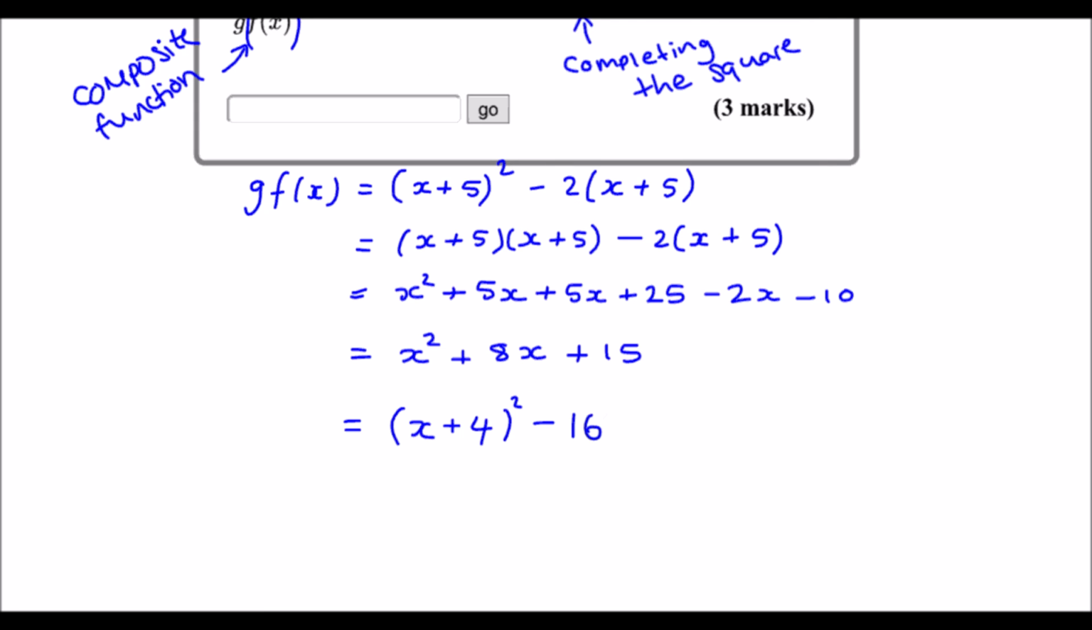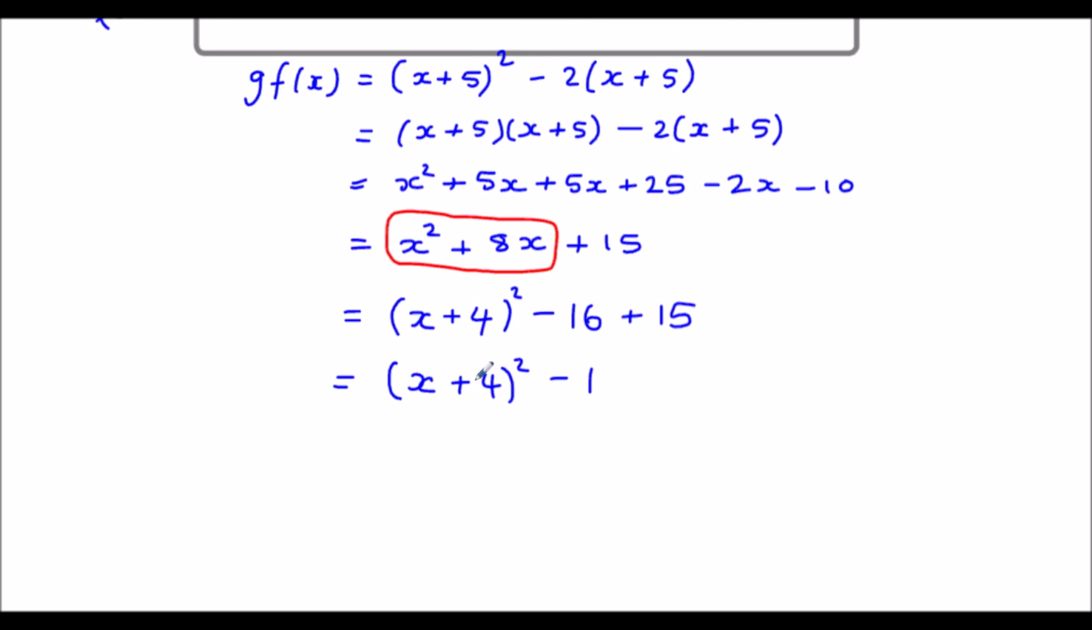That's just another way of writing this, which is absolutely equivalent to x squared plus 8x. If we expanded this bracket, we'd get x squared plus 8x plus 16, but then we're taking 16 away again. So this is just another way of writing x squared plus 8x, and we've still got the 15 on the end. So then we're going to simplify. So it's x plus 4 squared minus 16 plus 15, which is minus 1. So this is completed the square now.